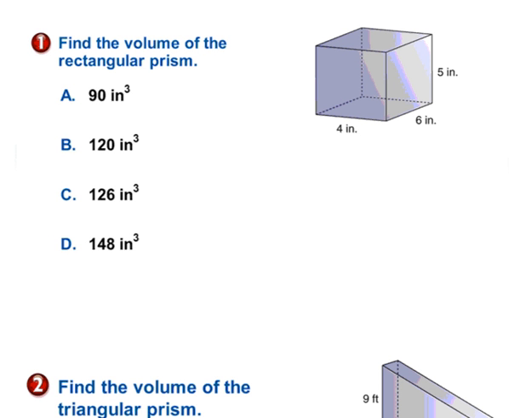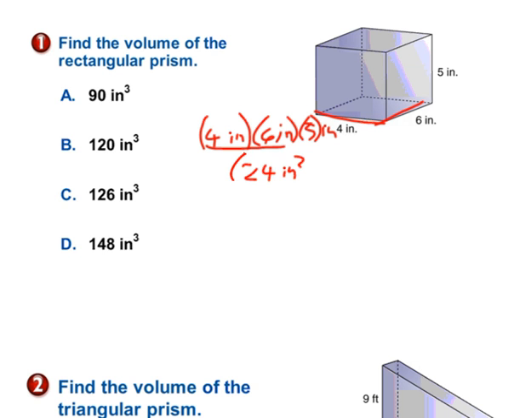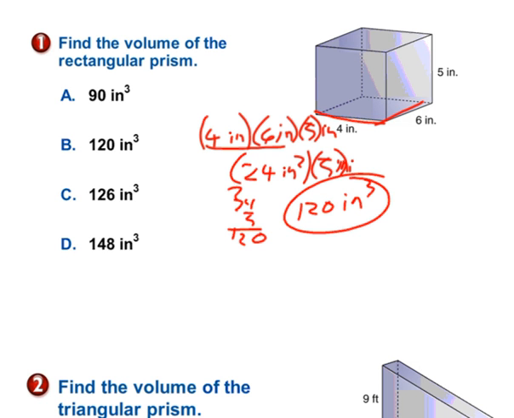Here, find the volume of the rectangular prism. So it's a similar problem. The base area here is 4 by 6. It's a rectangle, so it's going to be 4 inches times 6 inches. That will give me the area of the base times 5 inches in height. So 4 times 6 would give me 24 inches squared is the area of the base times 5 inches. So 24 times 5 is 120 inches cubed. So it looks like it's letter B.